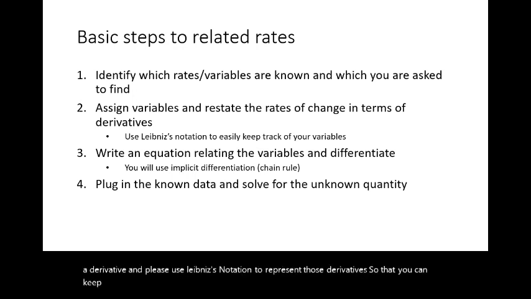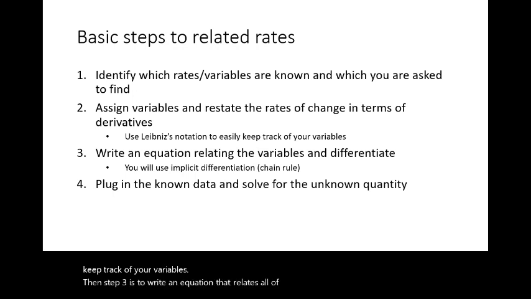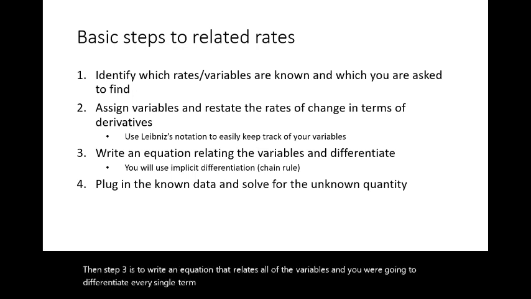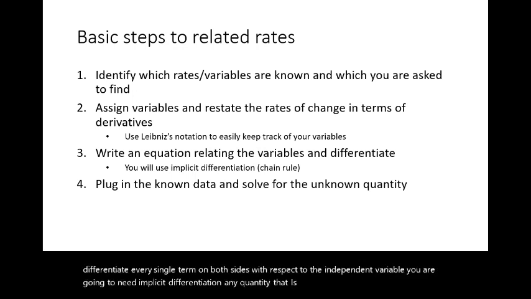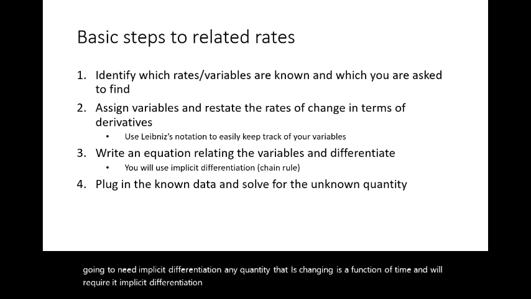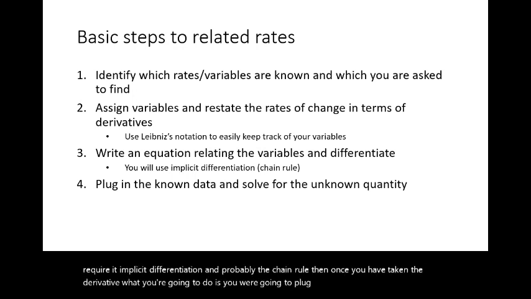Then, step number 3 is to write an equation that relates all of the variables, and you are going to differentiate every single term on both sides with respect to the independent variable. You are going to need implicit differentiation. Any quantity that is changing is a function of time and will require implicit differentiation and probably the chain rule. Then once you have taken the derivative, you are going to plug in your known data and you are going to solve for the unknown quantity.